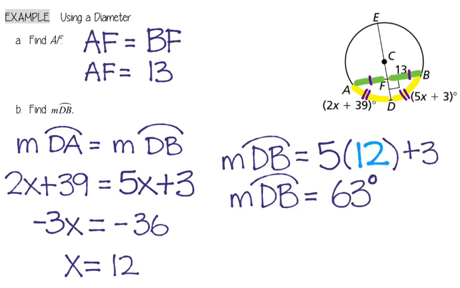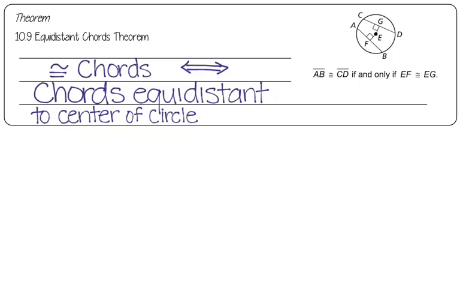And we find that the measure of arc DB is 63 degrees. This was because we had congruent segments, which also gave us congruent arcs. I shouldn't say chords, because this isn't a chord, this is a segment, a segment to a perpendicular. So we've got that. All right.